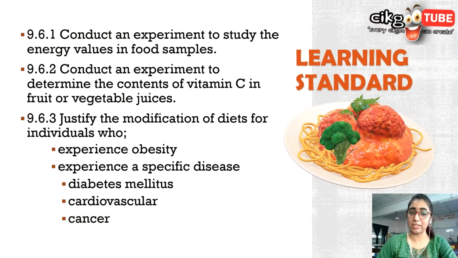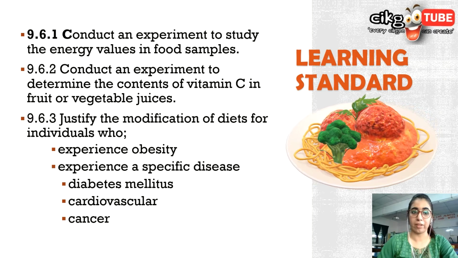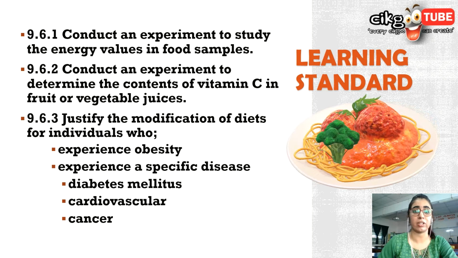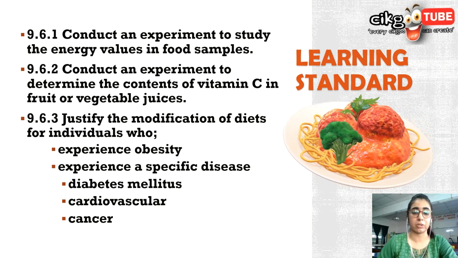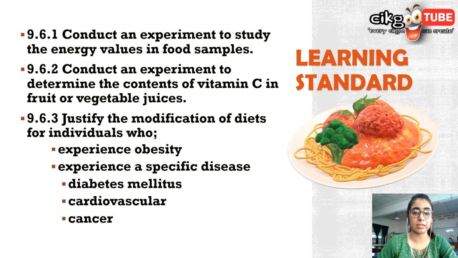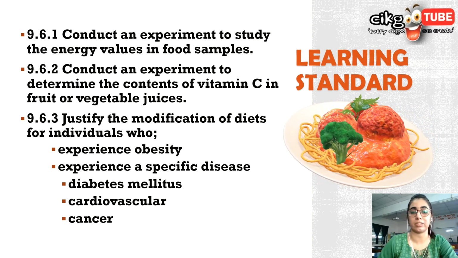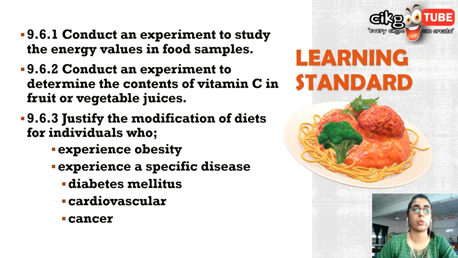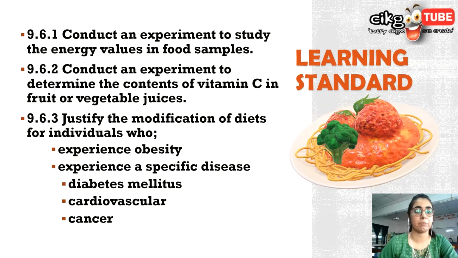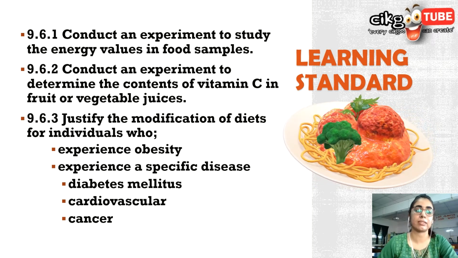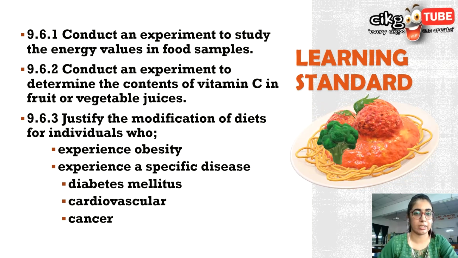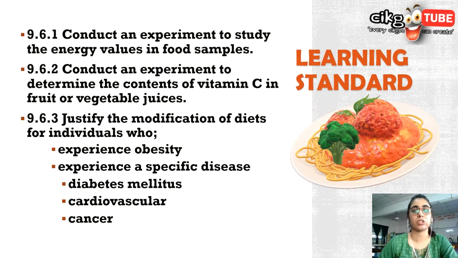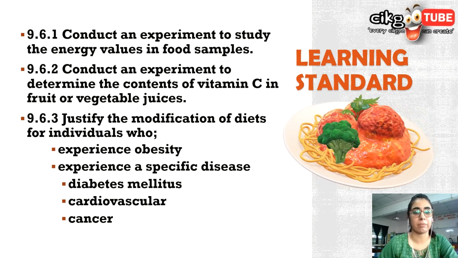Okay, before we go on, let's look at the learning standards. The first is 9.6.1, where you have to conduct an experiment to study the energy values in food samples. 9.6.2, conduct an experiment to determine the contents of vitamin C in fruit or vegetable juices. And lastly, justify the modification of diets for individuals who experience obesity, or specific diseases such as diabetes mellitus, cardiovascular disease, and also cancer. But due to MCO, we cannot conduct the experiment, so I'll just show you roughly what the experiment is all about.